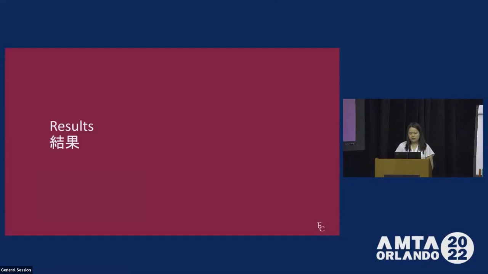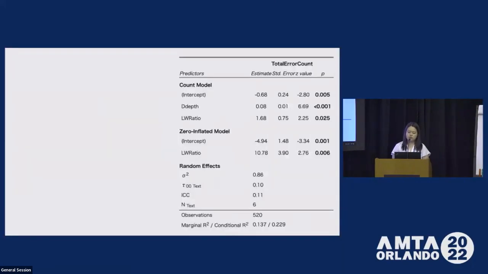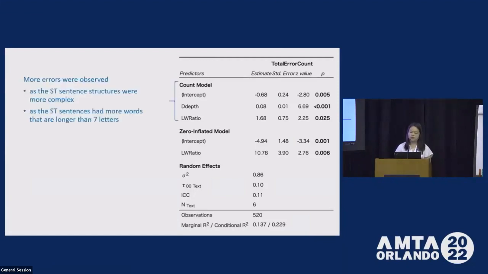So let's take a look at the best model for source text characteristics. The count model contained d-depth and long word ratio. This model suggests that total error count increased as d-depth and long word ratio increased, meaning that when a segment was more syntactically complex or had a greater proportion of long words, more errors were observed.